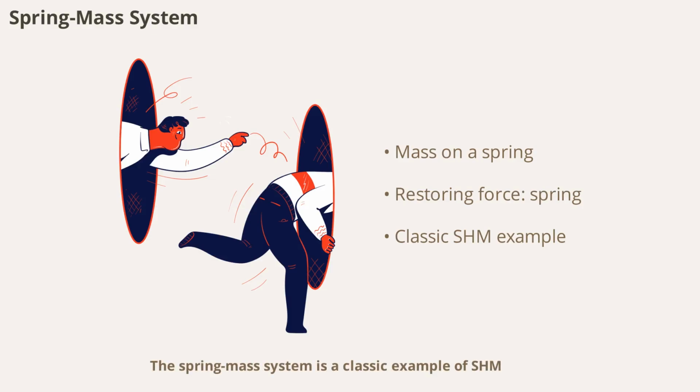A spring mass system is a classic example of SHM. It consists of a mass attached to a spring. When the mass is pulled and released, it oscillates back and forth. The restoring force is provided by the spring, and the motion can be described using the same equations as other SHM systems. This setup is widely used in experiments and demonstrations to illustrate oscillatory motion.